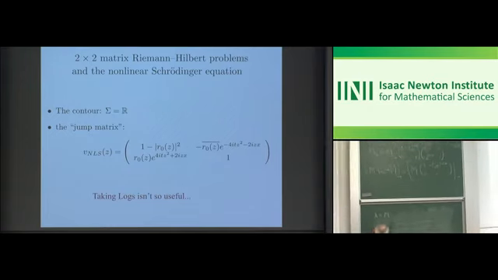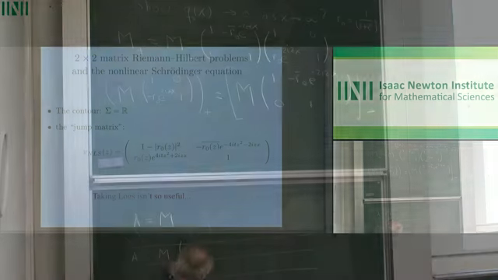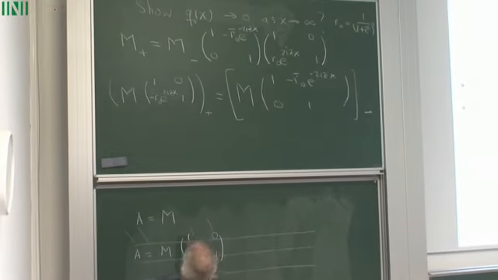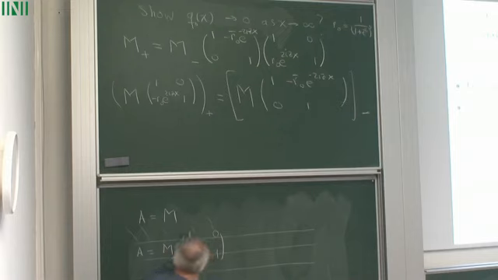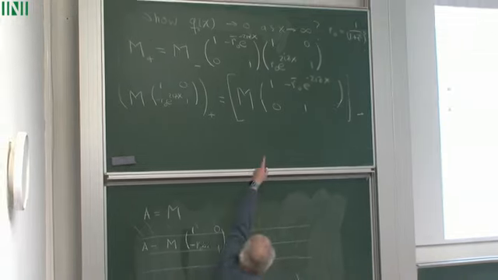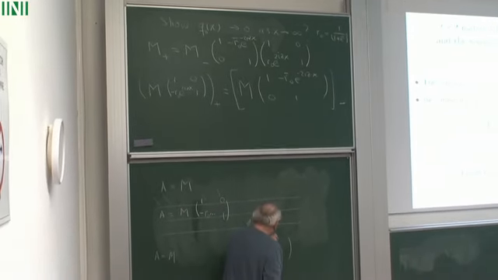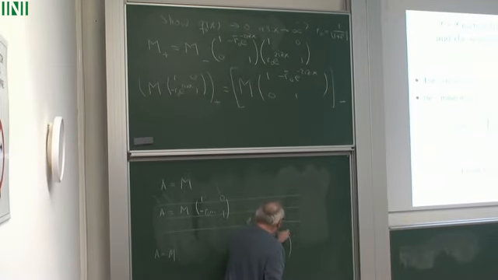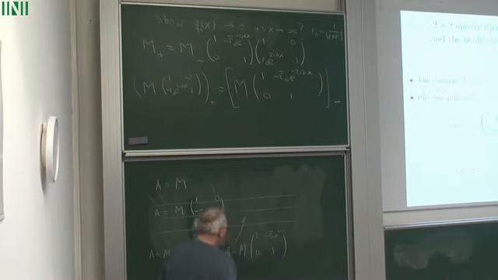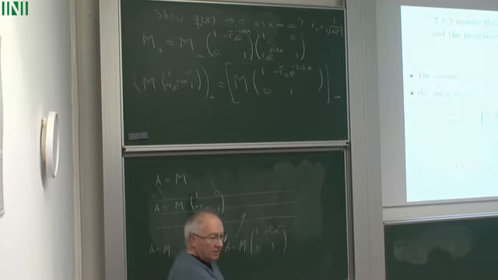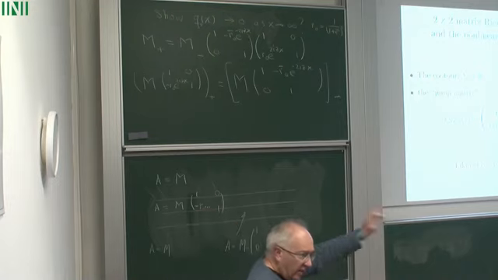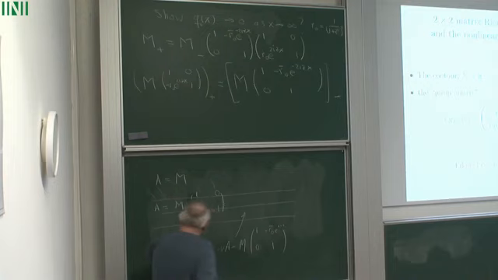So A is M times that matrix, the negative, dot, dot, dot, you know what I mean, it's that entry up there. Down below, in here, A is M times that matrix. So I've defined A everywhere in the plane. It's either equal to M or it's equal to these crazy products.